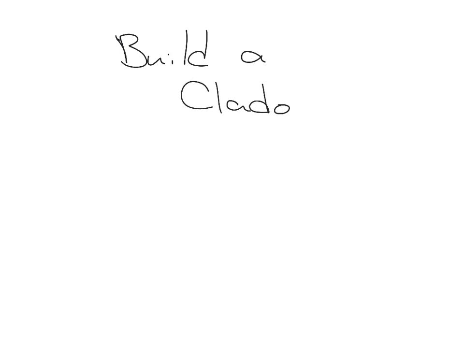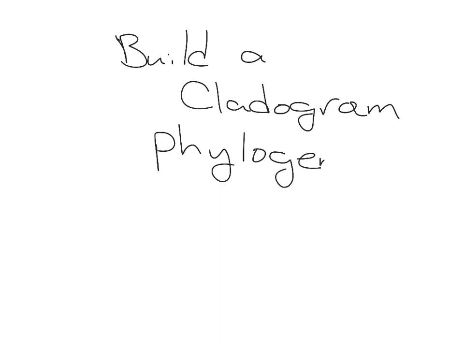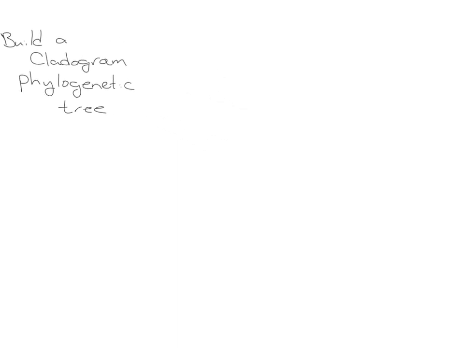Now again, this is called a what? What are we trying to build? A cladogram. What's another word for cladogram? Cladistics is the study of this stuff, but what's another word for this? Phylogenetic tree. So it's basically a family tree of the evolutionary relationship between organisms.